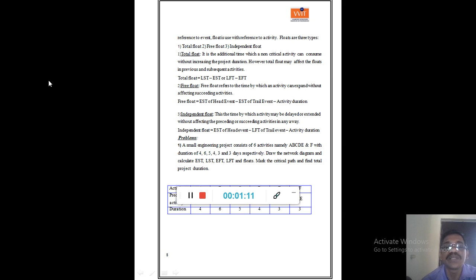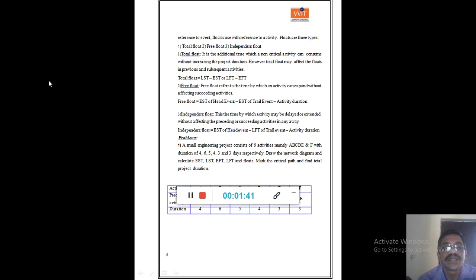A small engineering project consists of 6 activities, namely A, B, C, D, E and F, with durations of 4, 6, 5, 4, 3 and 3 days respectively. Draw the network diagram and calculate EST, LST, EFT, LFT and floats. Mark the critical path and find the total project duration. This is one type of question they may ask you.